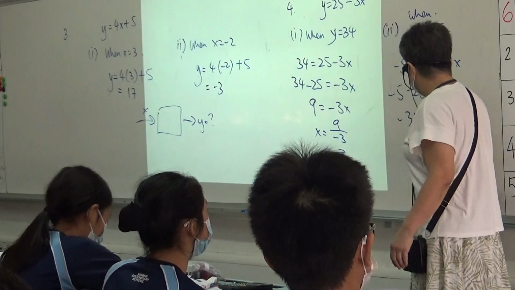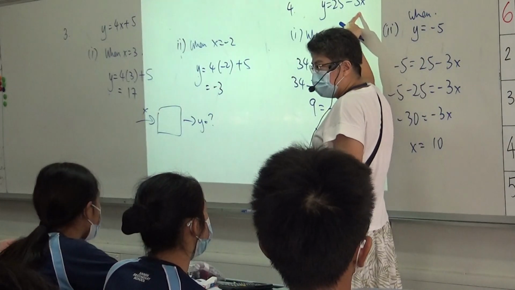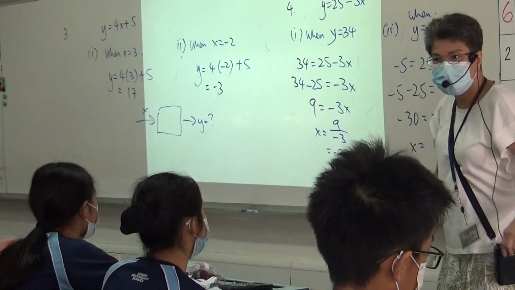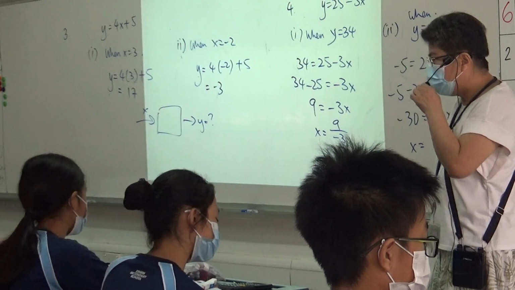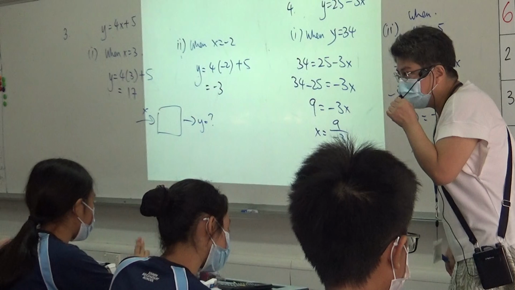Now, how do you actually check your answer if it's correct or wrong? Work backwards. That means what? You put 10 in. You put 10 inside here. 25 minus 30. Is it minus 5? Yes, that is correct. Understand? You can always double check. Are we clear with what I'm saying?